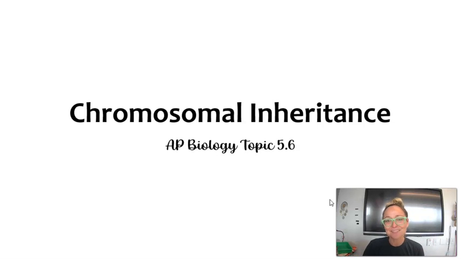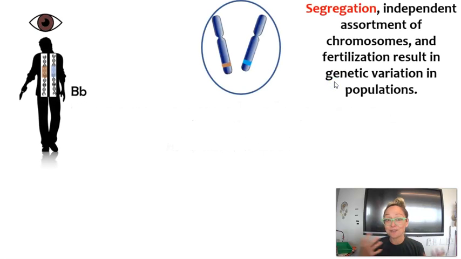Anyway, let's go ahead and look at the essential knowledge. There are 3 basic key points that this topic is trying to get you to understand. The first one is that segregation, independent assortment of chromosomes, and fertilization result in genetic variation in populations. Now, we also have crossing over as well as mutations that create variation.